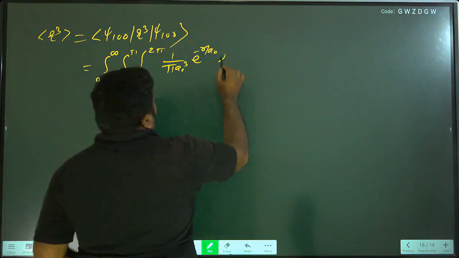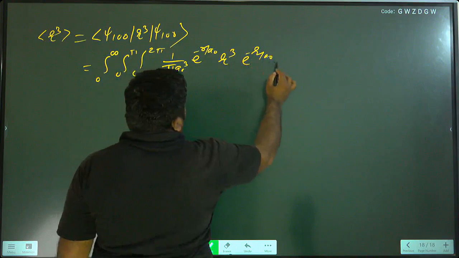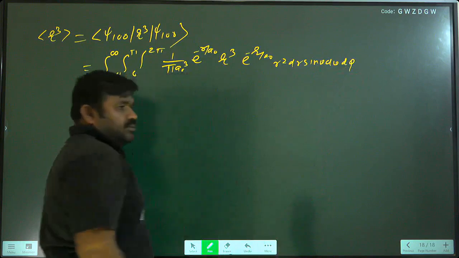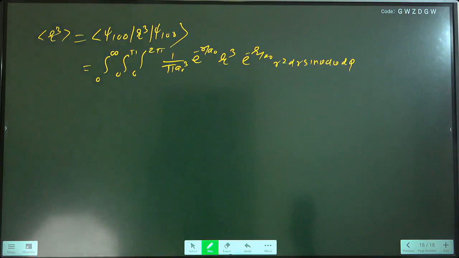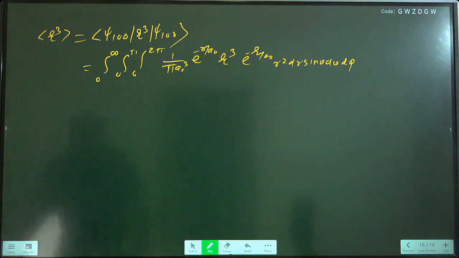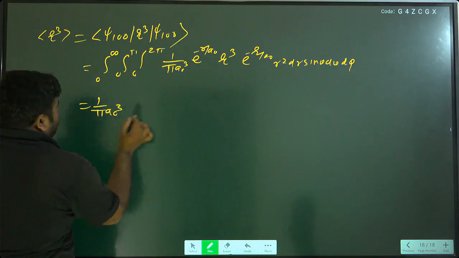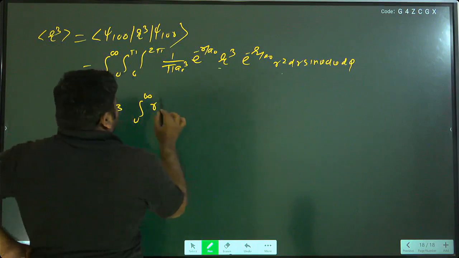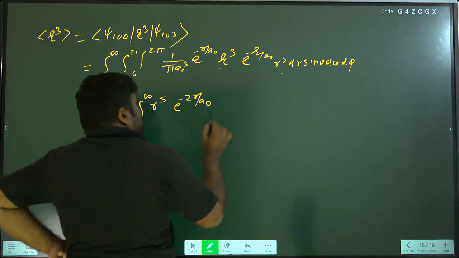Okay, r to the power 3, e to the power minus r upon a naught into r square dr sin theta d theta d phi. Understood? 1 upon pi a naught cube we can take common out. Limit 0 to infinity, r to the power, this 3, this 2, r to the power 5, e to the power minus 2r upon a naught into dr.